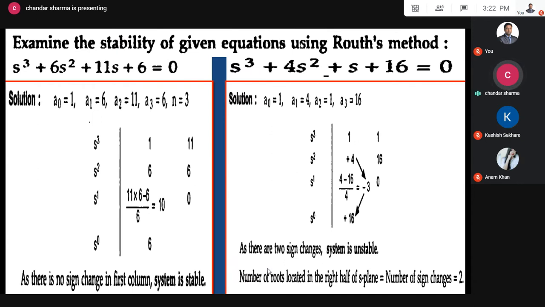So suppose here I take the example. Here I take two examples. The first example is s cube plus 6s square.